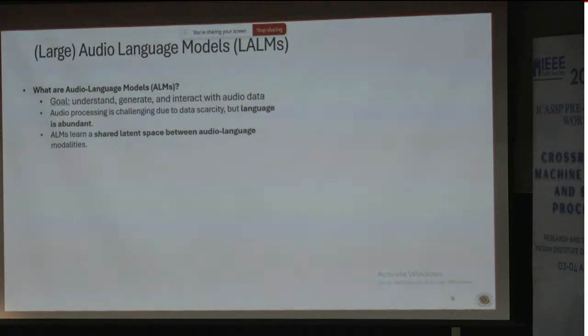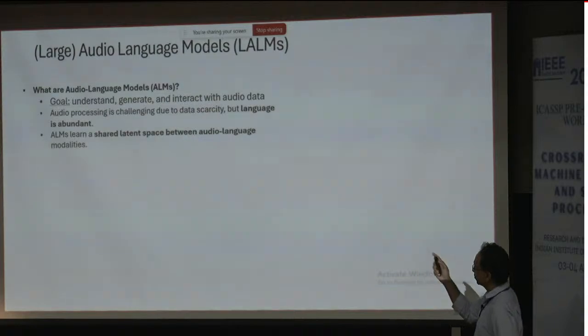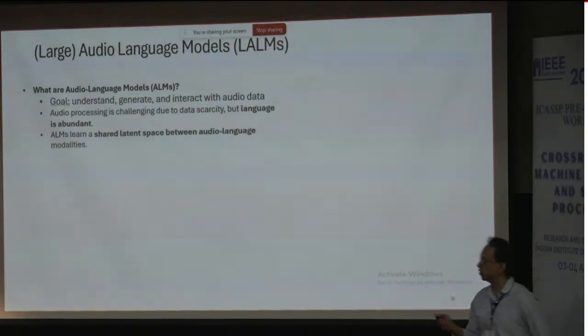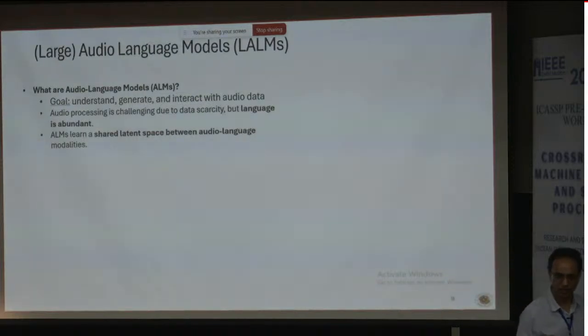And the idea is that our audio data is much, much smaller, right? Billions compared to tens of thousands. But language is basically abundant. So literally, we're trying to bridge the data gap because we have a lot of language data. So ALMs, audio language models, basically learn a shared latent space between the audio and language modalities. Because we have this data, we are designing a whole latent variable idea here.